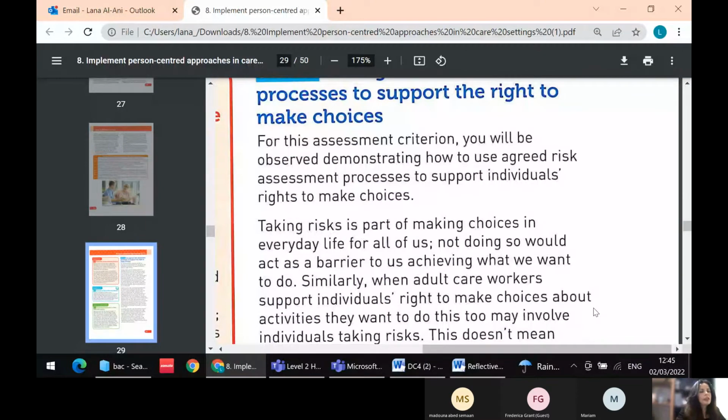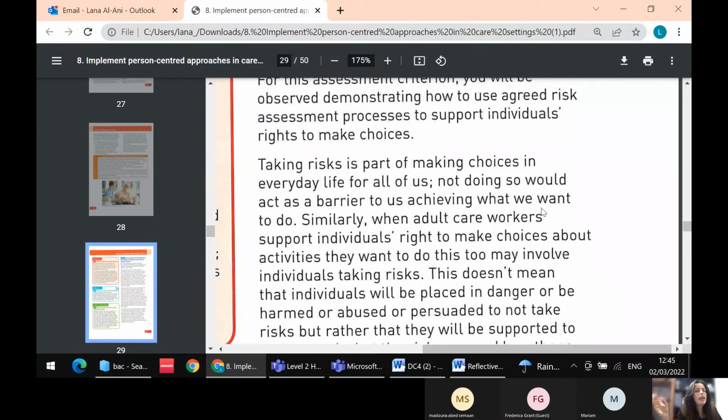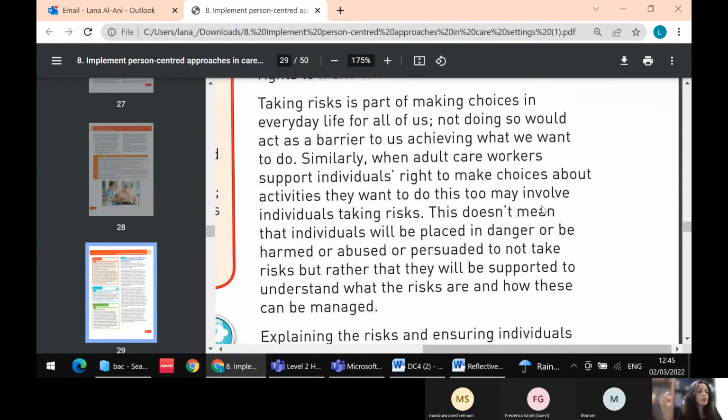so taking risk is part of our choices. Like, we make choices, but they might be very risky. They might be less risky. So there are so many risks involved in our new choices. As well as that, the adult care worker, the individuals will make choices, and that doesn't mean the individual will be placed in danger or harm at all times, or abused. We just need to make informed choices.